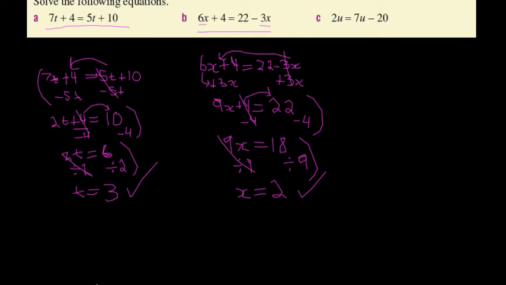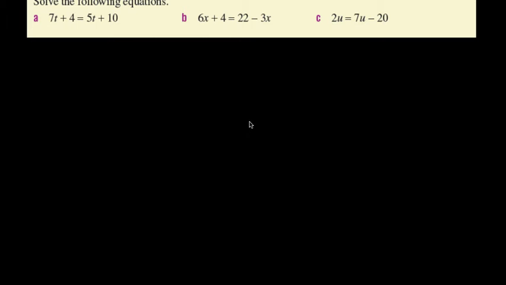Alright, so let's go to example C, shall we? So we've got 2u equals 7u minus 20. Okay, we've got 7u on this side, 2u on this side, minus 20. Ooh, do we want to move this 2u over this side? No, we want to move the 7u over this side. Okay, how do we do that? Well, that's a positive 7u. What's the opposite of positive 7u? Minus 7u. So we'll minus 7u from both sides.